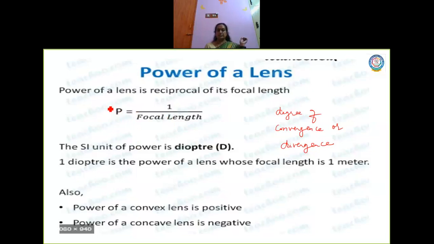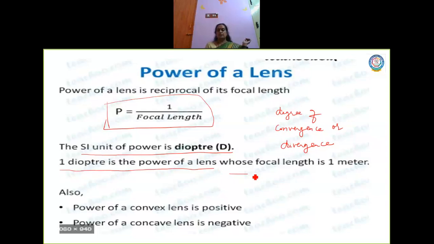So power is nothing but the reciprocal of its focal length, and the SI unit of power is diopter. So how do you measure power? It is measured by the unit called diopter. So what is 1 diopter? 1 diopter is the power of a lens whose focal length is 1 meter. When the focal length value takes 1 meter, then the power is said to be 1 diopter. You have to remember this.